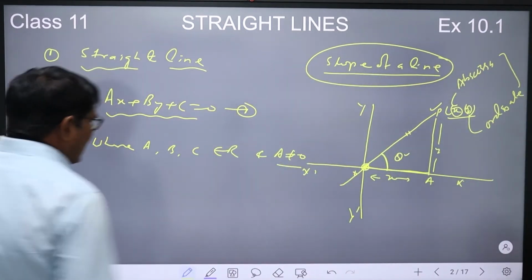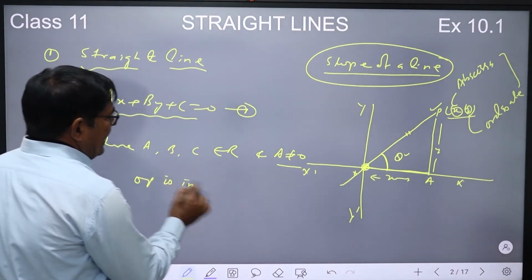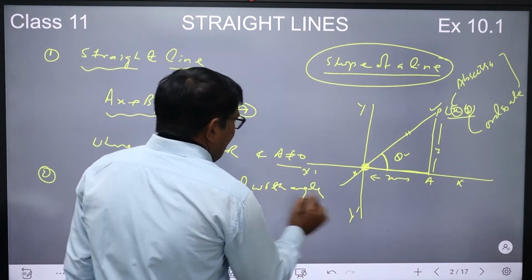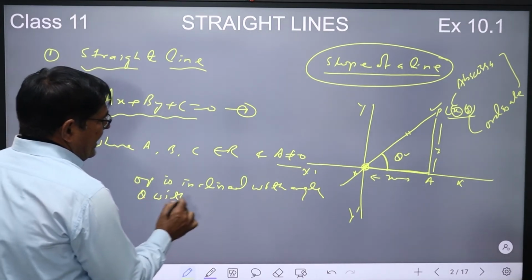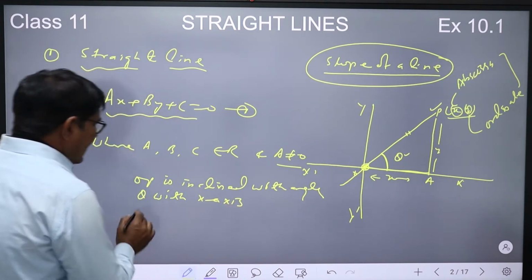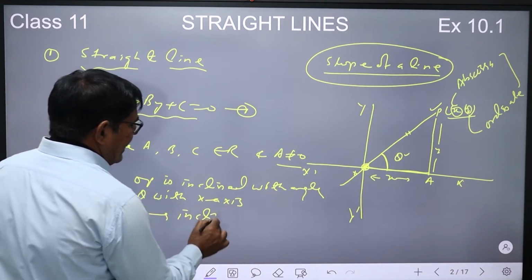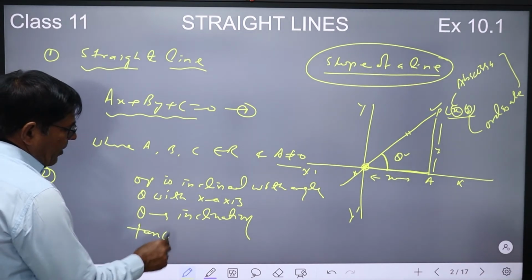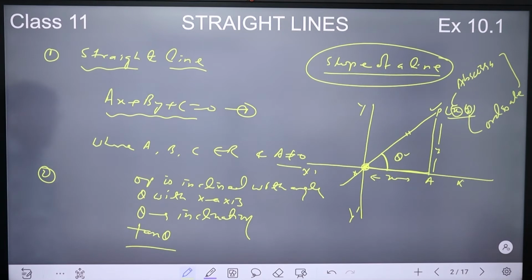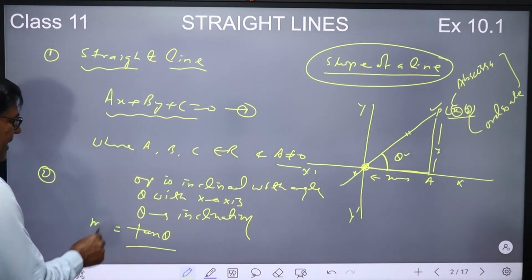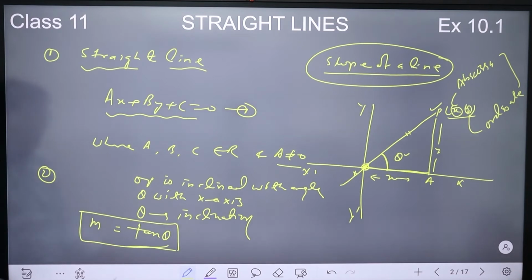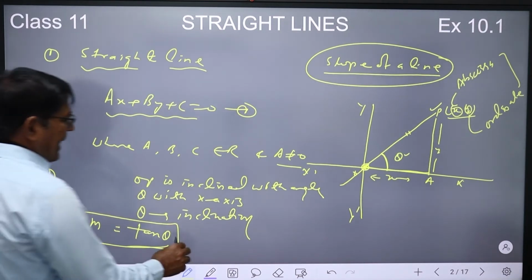So let us suppose line OP is inclined with an angle theta with x-axis, then this theta is known as inclination, and the trigonometrical tangent of this theta, that is tan of theta, is known as slope of the line, and the slope is generally represented by m. So slope of line is nothing but simply trigonometrical tangent of the inclination of line. So tan theta is the slope of a given line.